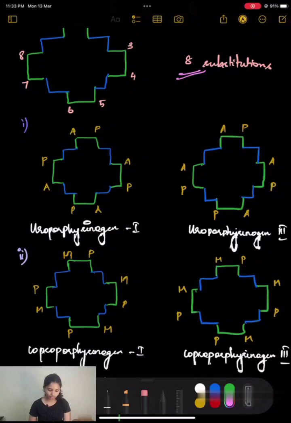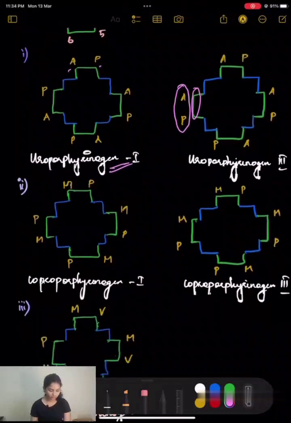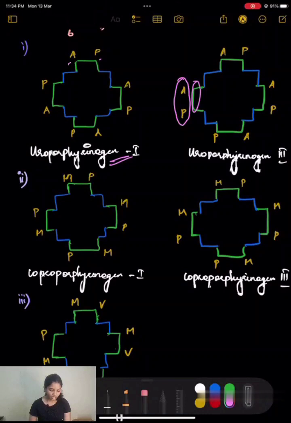For example, if acetyl and propionyl are substituted consecutively, this structure is called uroporphyrinogen 1. But in the last pyrrole ring, these are vice versa, so this structure is called uroporphyrinogen 3. I'll just repeat it again. There are 4 pyrrole rings, and in each substitution there is presence of acetyl and propionyl group. If they are consecutively arranged in those substitutions, it is called uroporphyrinogen 1, and in the last ring if they are present vice versa, it is called uroporphyrinogen 3.